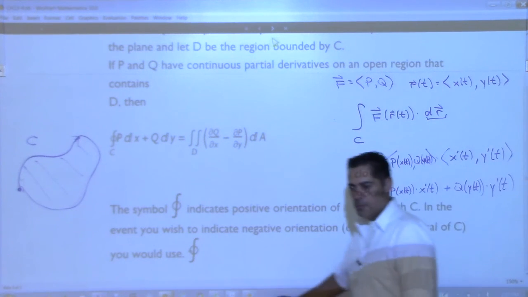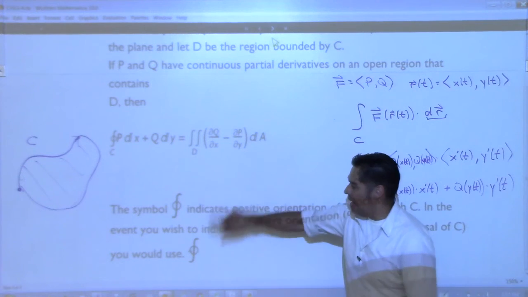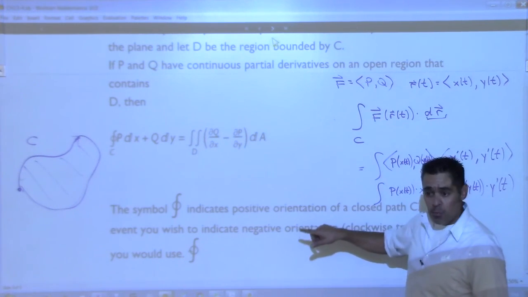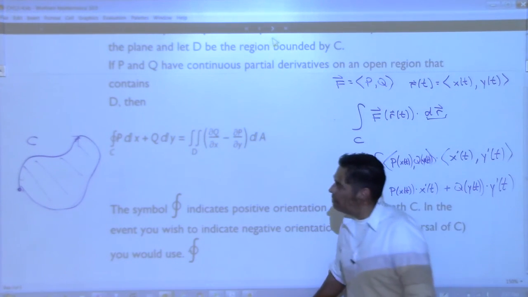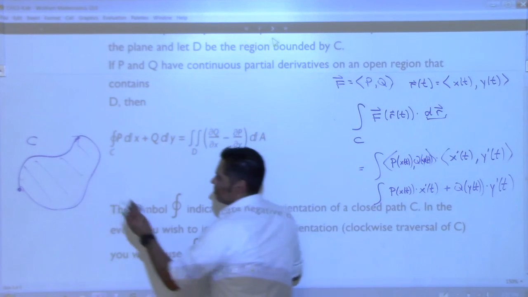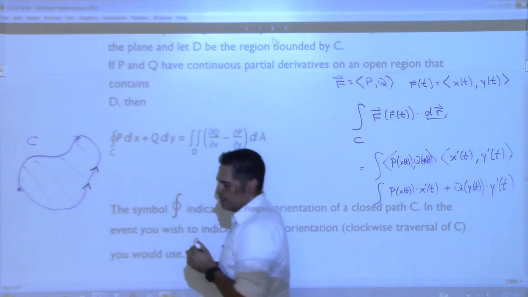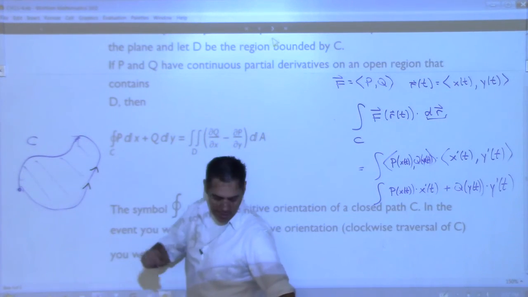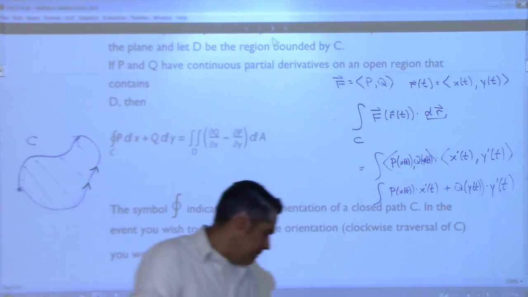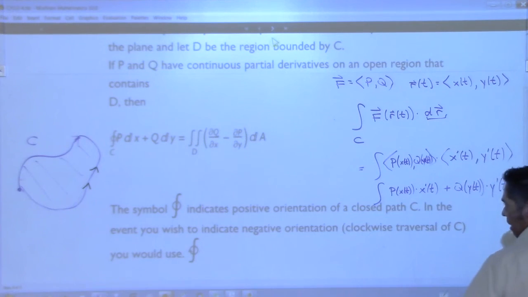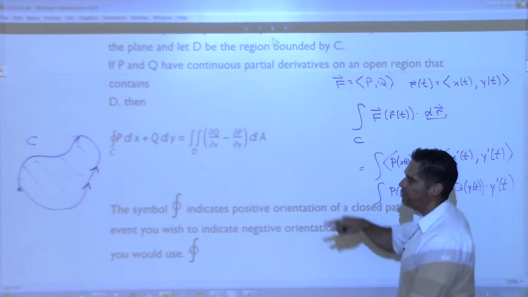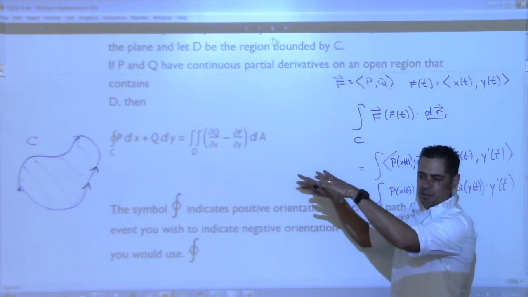And it matters what direction? It matters which direction, yes. The way we'll do it is we'll imagine you were standing here walking along this curve. What you want is that the region is to your left as you're walking. That's the standard direction. What gets problematic is there's an extension of this in 3-dimensional space.